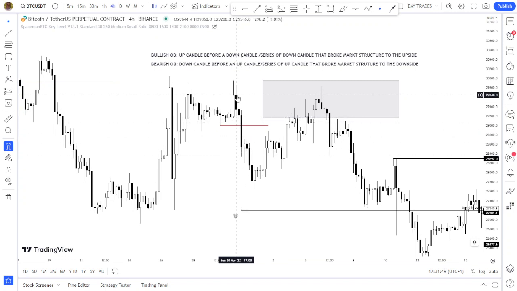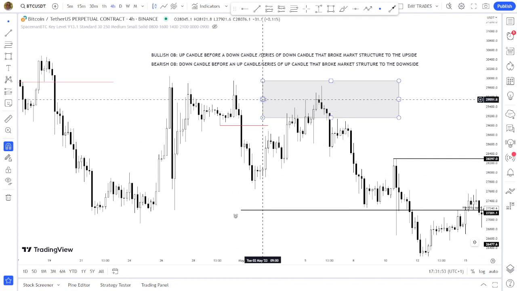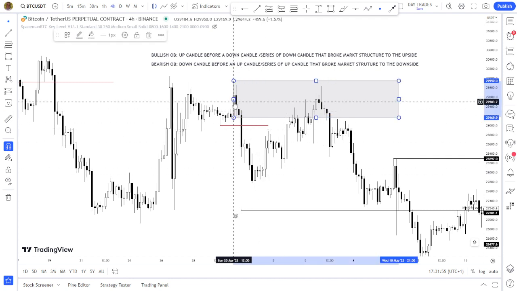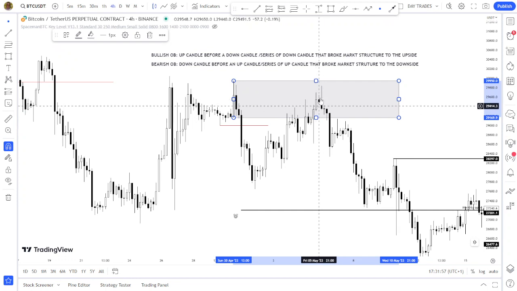So this was the up candle for a series of down candles that broke market structure. So basically you want price to trade back into that area before you bid it, before you sell it. This one is for sell triggers or short triggers. So for those who trade futures, you know what shorting is, right? So you wait for price to trade into this area.